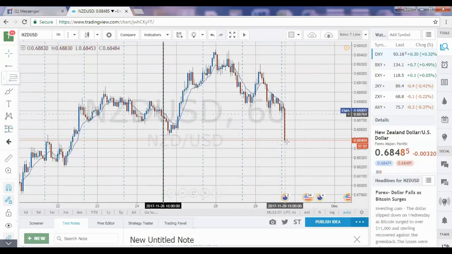And we had a nice move out of there. This was a nice trade setup. Now, unfortunately, I missed it. But it happens. Let me go back to the daily just to show you what I was looking at.